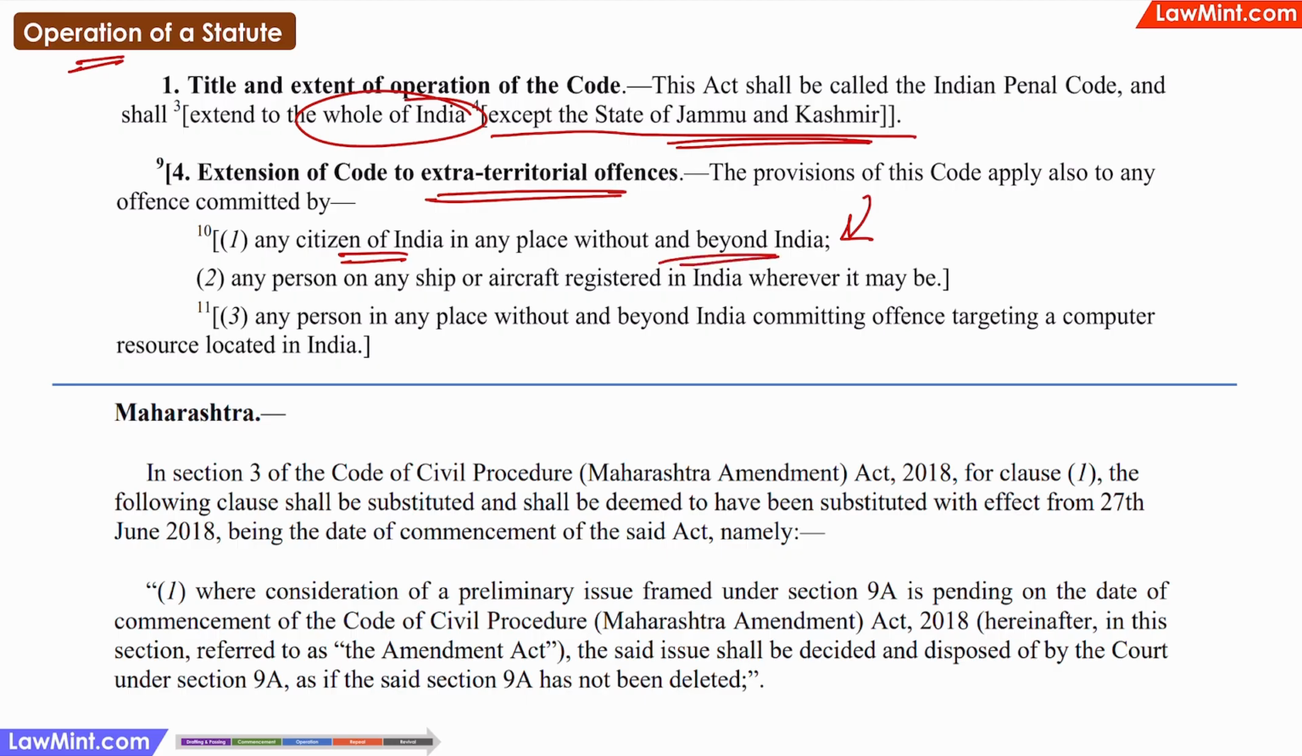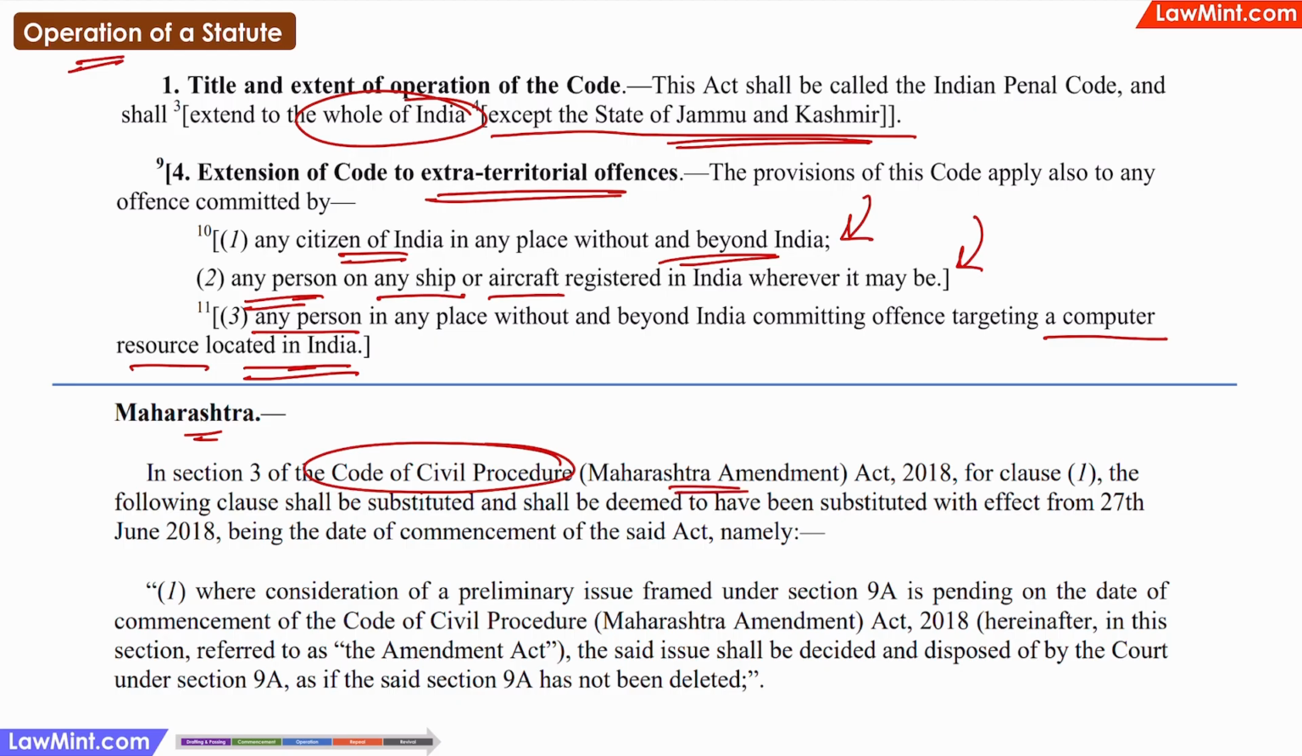Or the Indian Penal Code will be applicable on any person, even a non-citizen, who commits an offence on an Indian registered ship or an aircraft, even if the ship or aircraft is in international territory at that time. Or in case of a cybercrime, then the IPC will be applicable on any person irrespective of where he or she was at the time of committing the offence, if the target computer resource is located in India. There are also several acts which have state-specific amendments, like the CPC, where some sections are not applicable or apply in a different manner in some states.